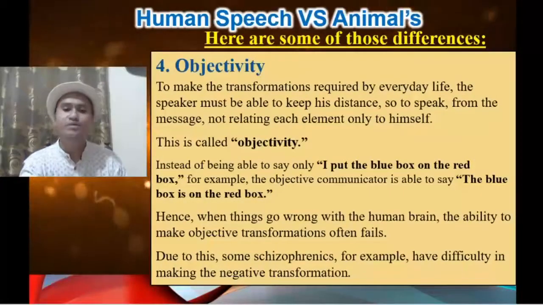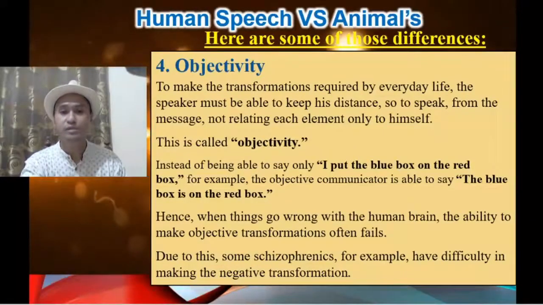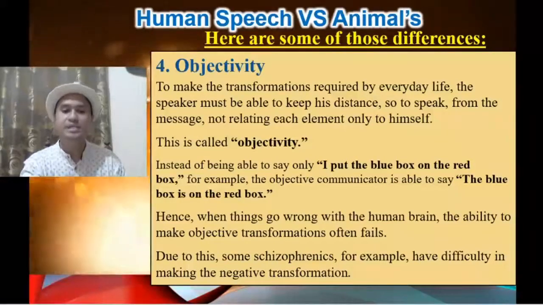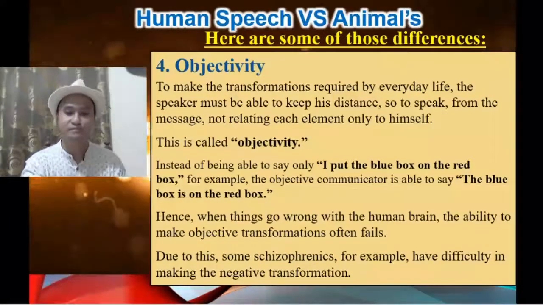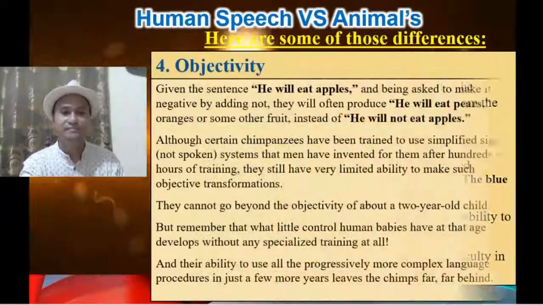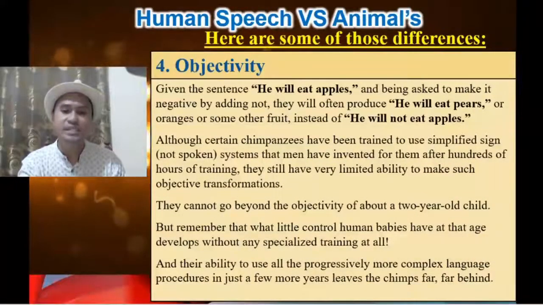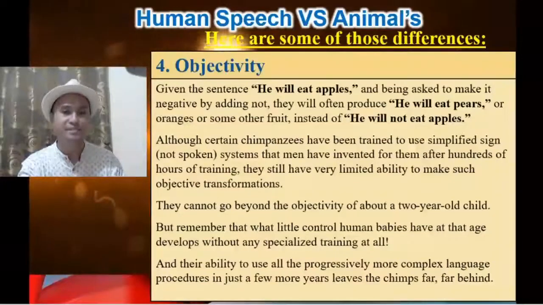Hence, when things go wrong with the human brain, the ability to make objective transformations often fails. Due to this, some schizophrenics, for example, have difficulty in making the negative transformation. Given the sentence, he will eat apples, and being asked to make it negative by adding not, they will often produce he will eat pears, or oranges, or some other fruit instead of he will not eat apples.